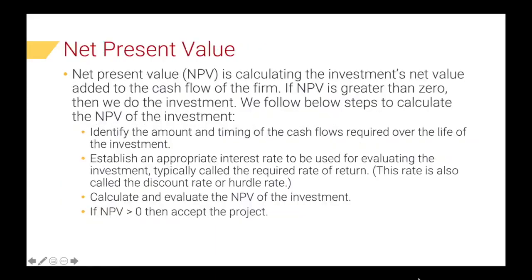The net present value is calculating the investment's net value added to the cash flow of the firm. If the net present value is greater than 0, then we do the investment. To find the net present value, you identify the amount and the timing of the cash flows required over the life of the investment. Then you establish the appropriate interest rate to be used for evaluating the investment. This is typically called the required rate of return. You calculate and evaluate the net present value, and if the net present value is greater than 0, then you accept the project.